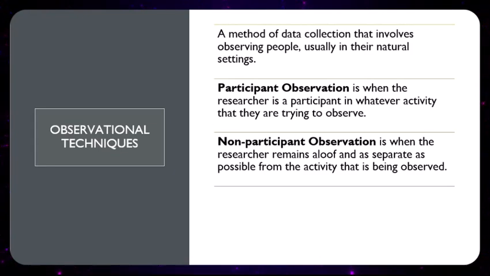Now, this participant to non-participant observation is not a binary, it's rather a spectrum. You can be towards the participant observer side or towards the non-participant observer side, but you're always going to fall somewhere in between the fully participant observer and the fully non-participant observer.